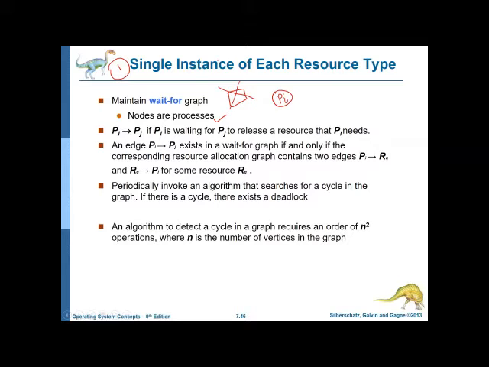So in simple words, it is like this. Suppose that Pj is holding a resource R. So say this is the resource R and Pj is holding the resource. When some resource is being held by a process, we draw it like this.